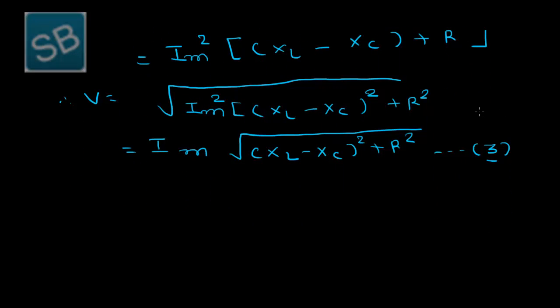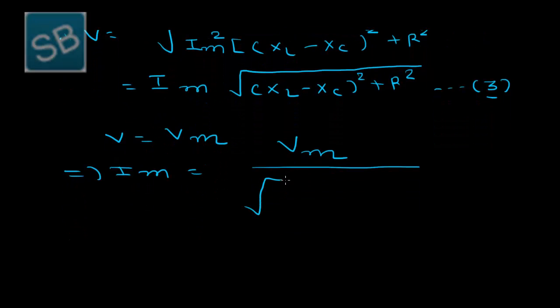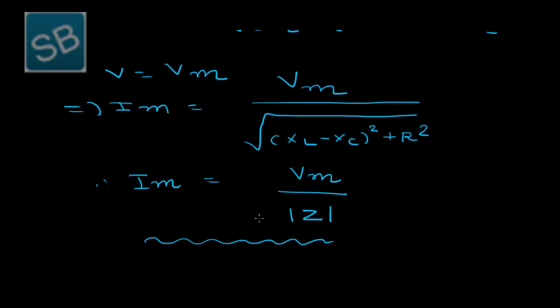If we take V is equal to Vm, then the maximum current Im is equal to Vm over under root of XL minus XC whole square plus R square, that is equal to Vm over Z, this is the magnitude of impedance Z, and hence the value of maximum current has been found.